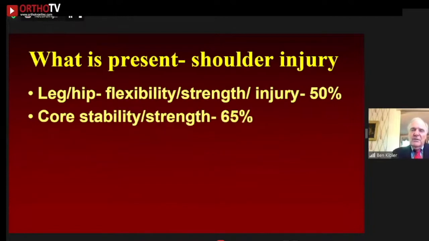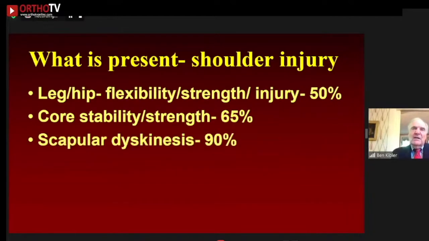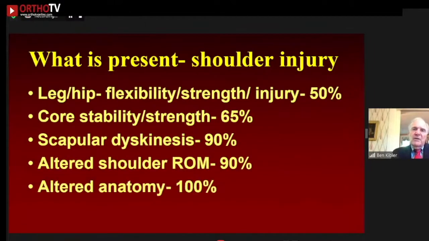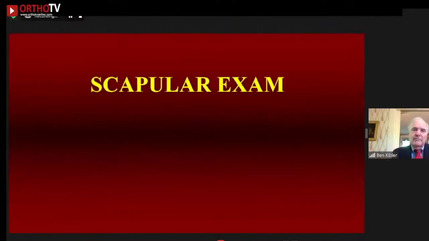So about 65% of the time, hip and core is weak. 90% of the time, scapular dyskinesis is present. Altered shoulder motion is very common, and certainly altered anatomy. So you really have to put together a very comprehensive evaluation to understand how to properly treat the shoulder problem.